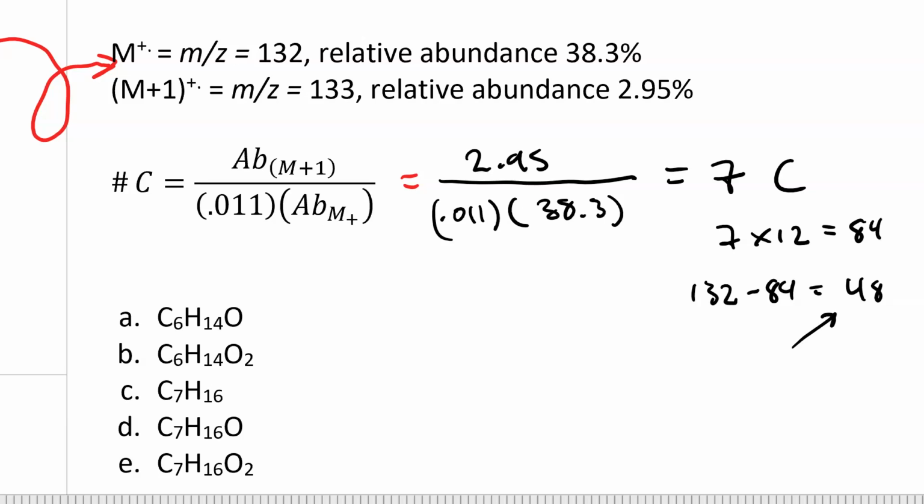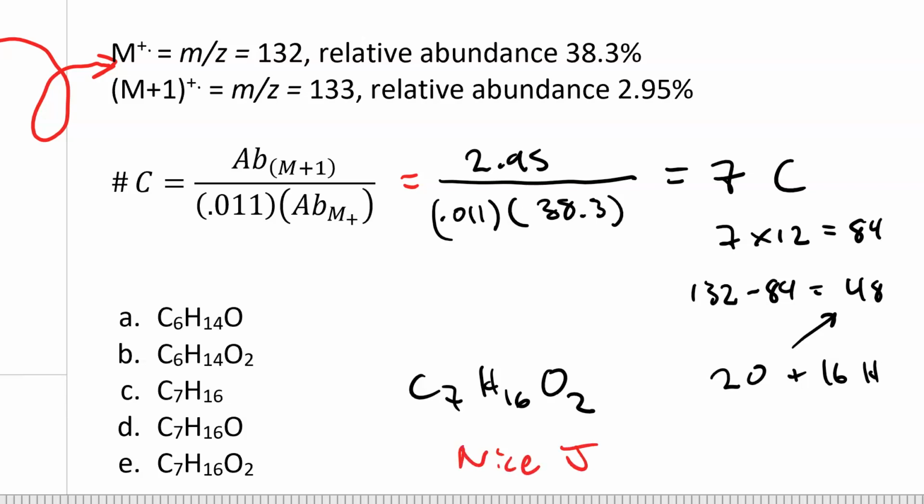We could get 48 with 2 oxygens and 16 hydrogens. So, C7H16O2. Nice job.